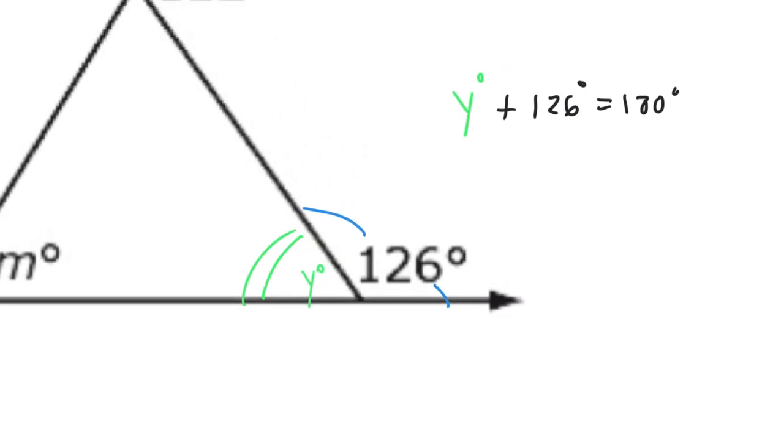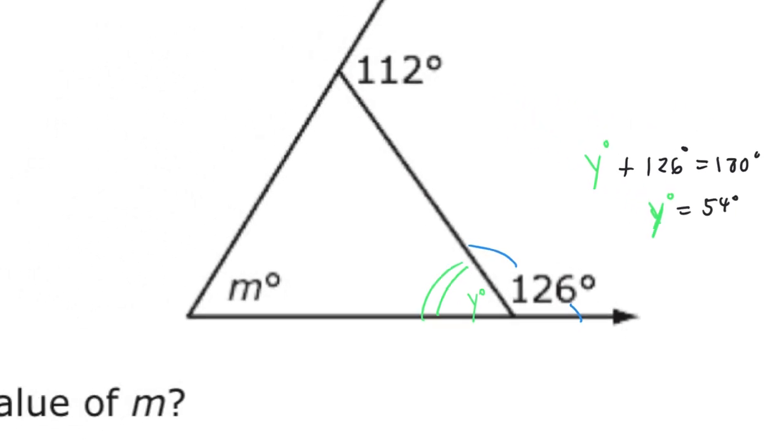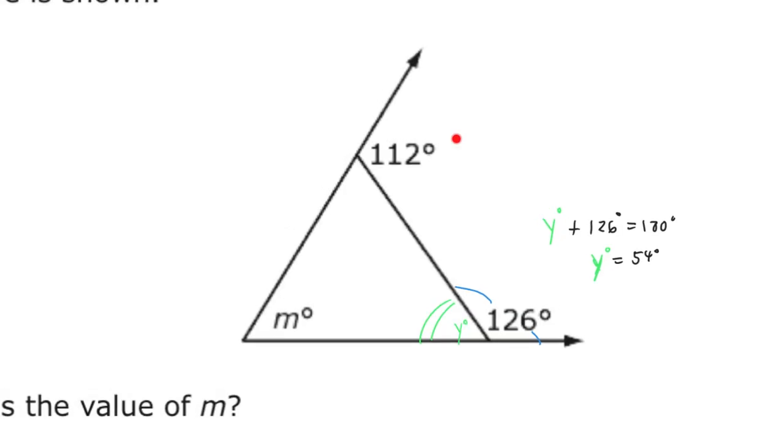So what does y equal? Well, clearly y is equal to 180 minus 126. Well, what is that? That is 54 degrees. So again, we might not know much about this whole diagram, but we do know that that is 54 degrees. So I'm just going to replace this y here with a green 54.